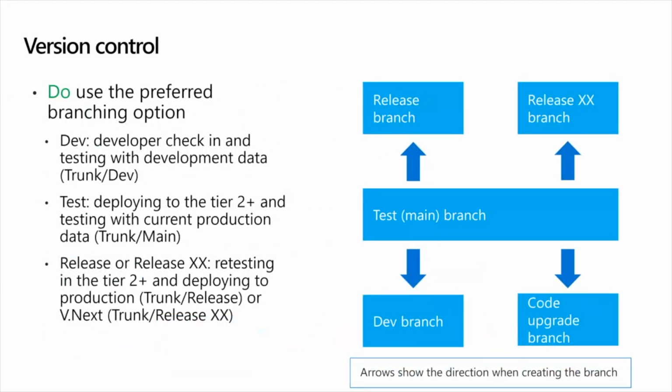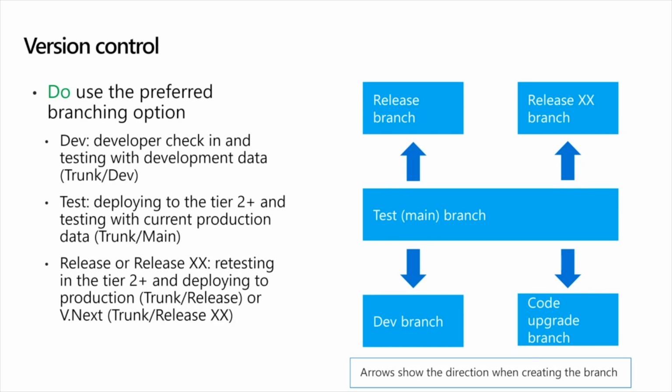The preferred branching option is to have 3 branches: a dev branch for developer check-in and testing with development data, a test branch for deploying to the tier 2 environment and testing with current production data, and a release branch for retesting in the tier 2 plus and deploying to production. We often have another branch similar to release if there's another phase of the project going on that we want to keep changes separate from production until the go live of that phase.